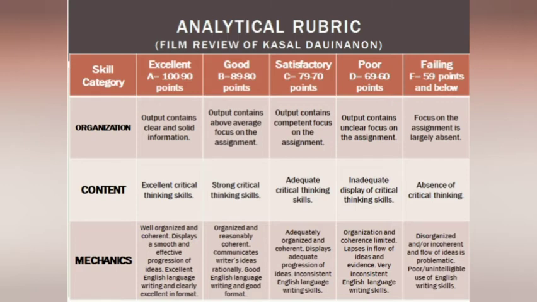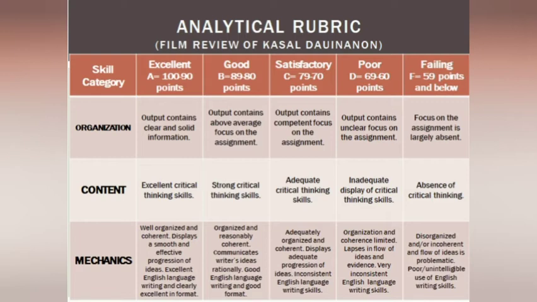For content, under excellent, we have excellent critical thinking skills. For good, strong critical thinking skills. Satisfactory, we have adequate critical thinking skills. Poor, we have inadequate display of critical thinking skills. And for failing, we have absence of critical thinking.